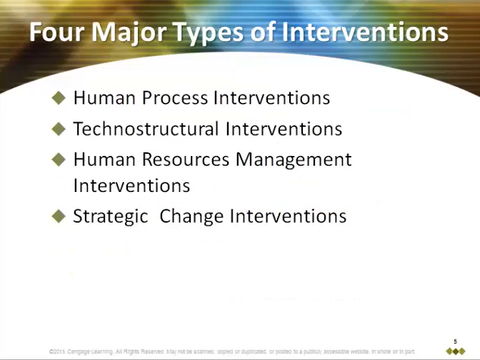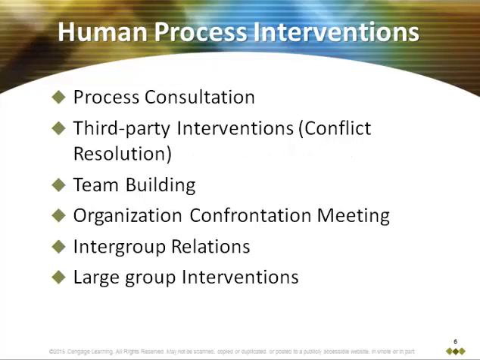So if we go into BlackBerry, there's different types of things we could do once we understand the problem. And these interventions come in 4 categories that you see there: human process, technostructural, human resources management, or HRM, and strategic change. So let's go through each one of them. Here's human process interventions. Take a look at that. Some of these things probably look familiar.